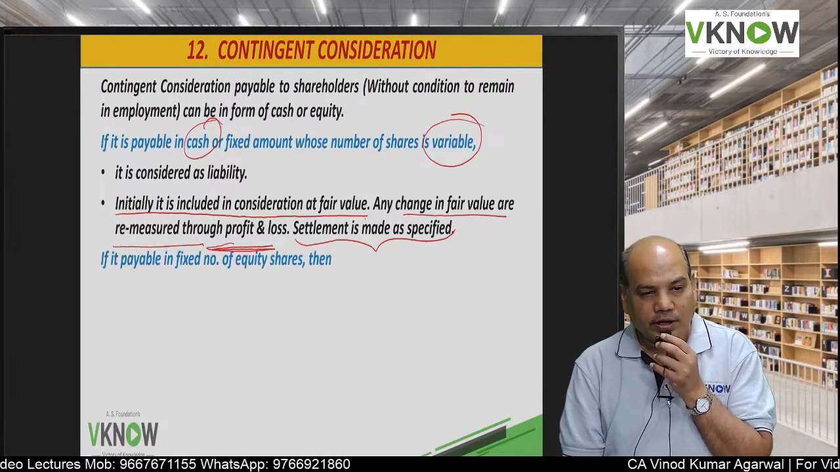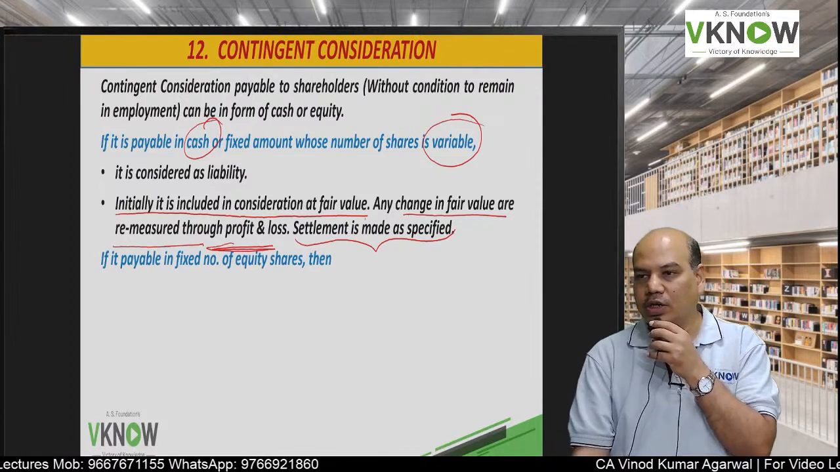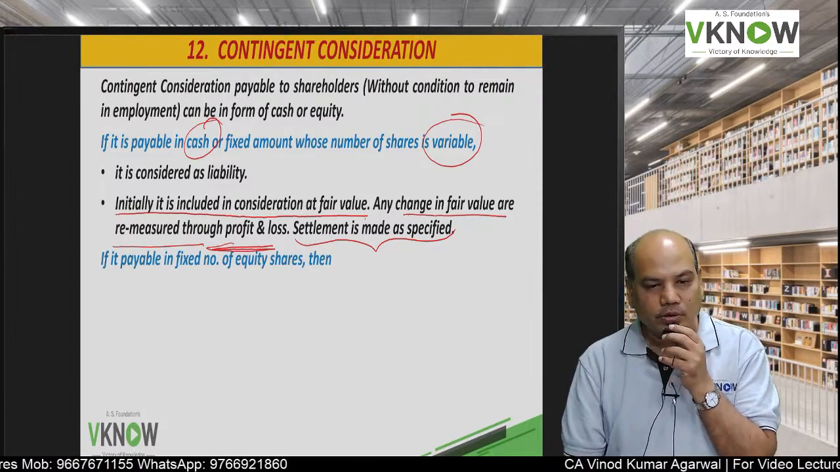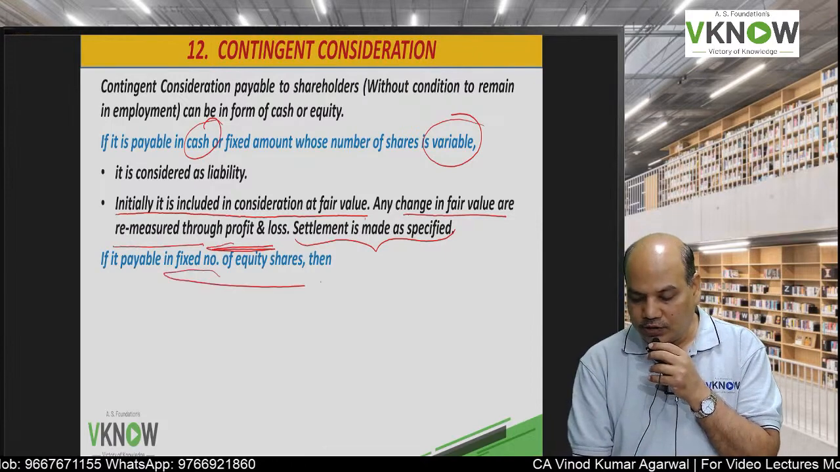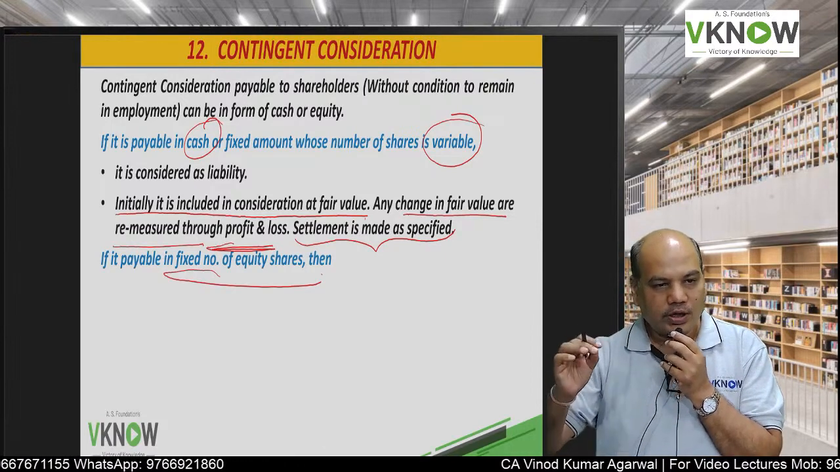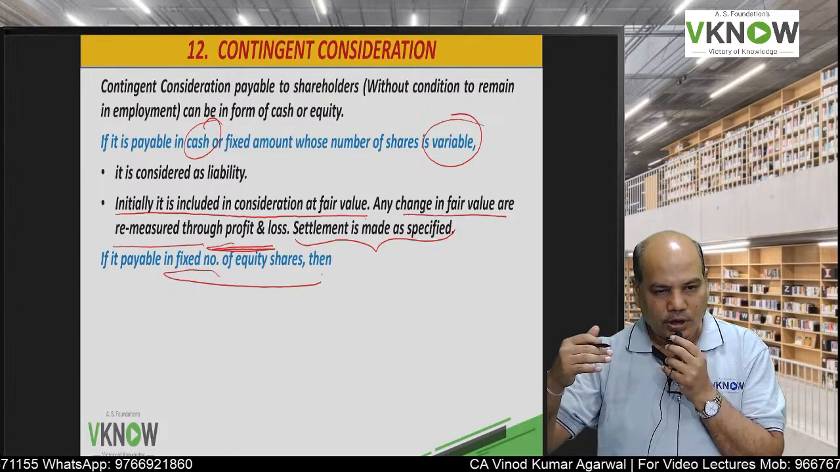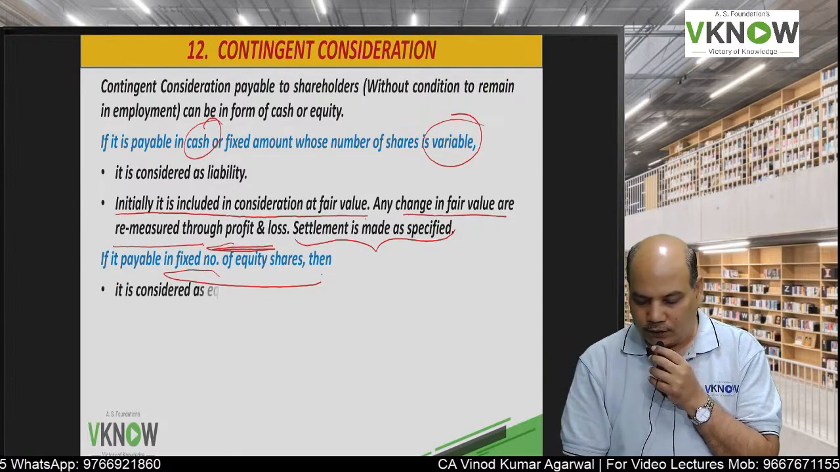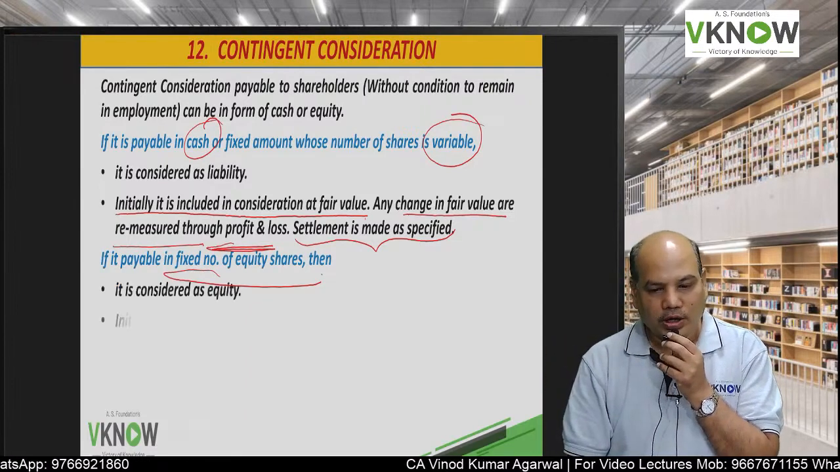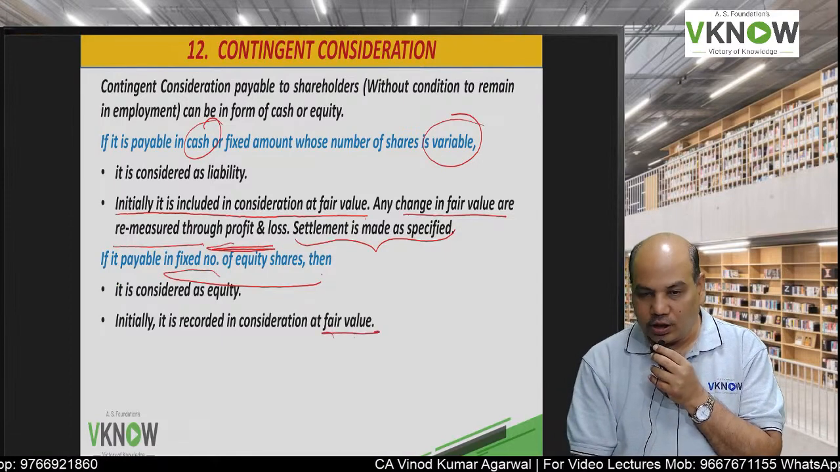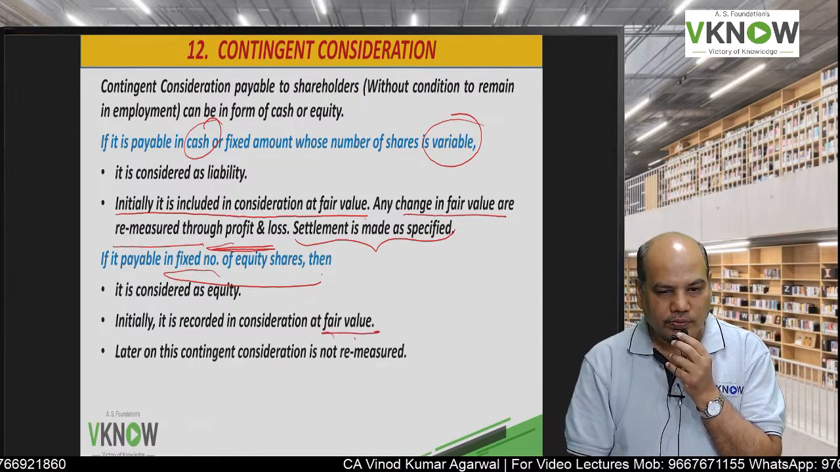Other possibility is that contingent consideration can be paid only in the form of equity share in fixed number. So you have seen in IND AS 32, if equity shares are issued in fixed number, then we call it as equity. Initially recorded at fair value.